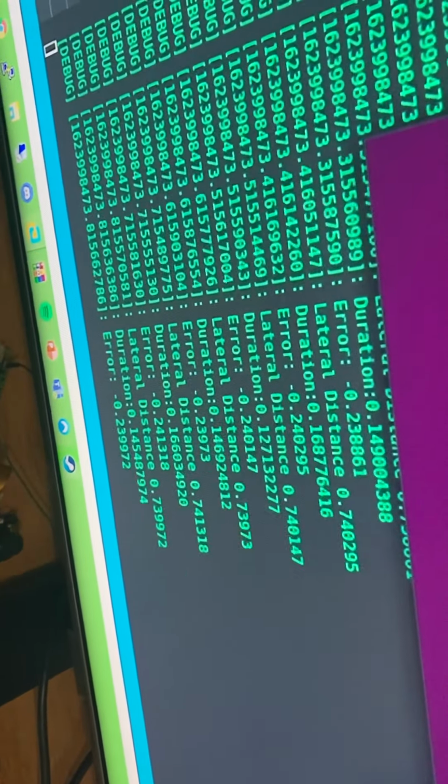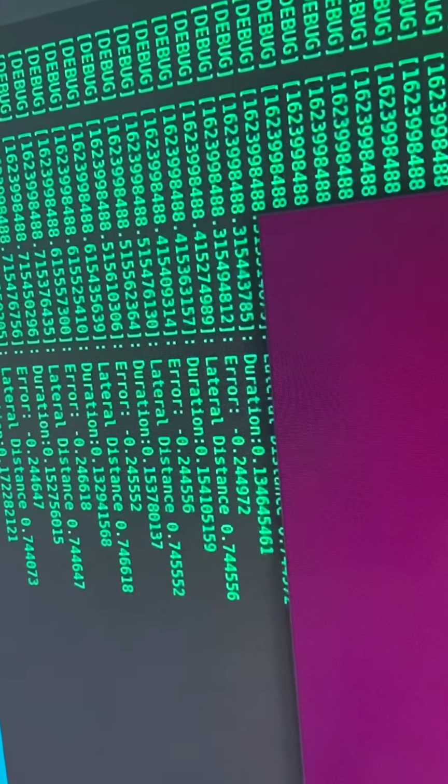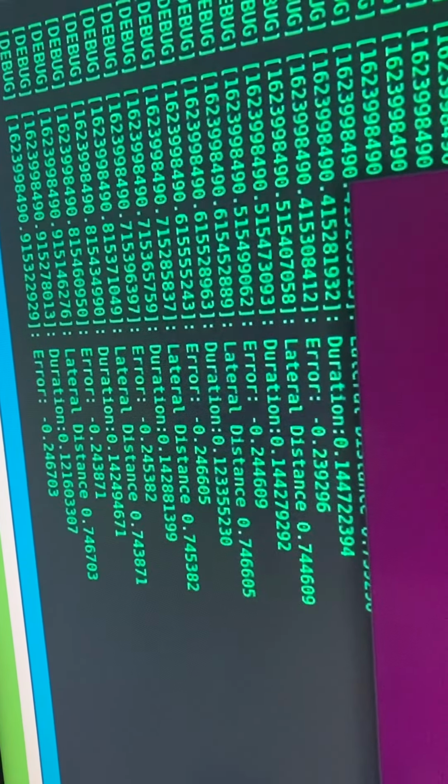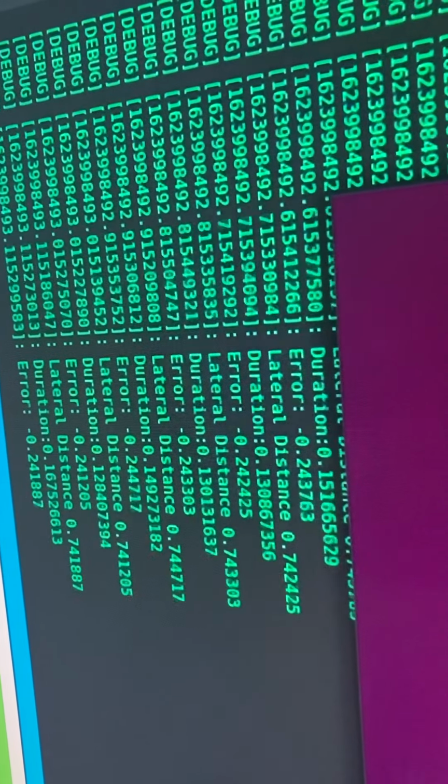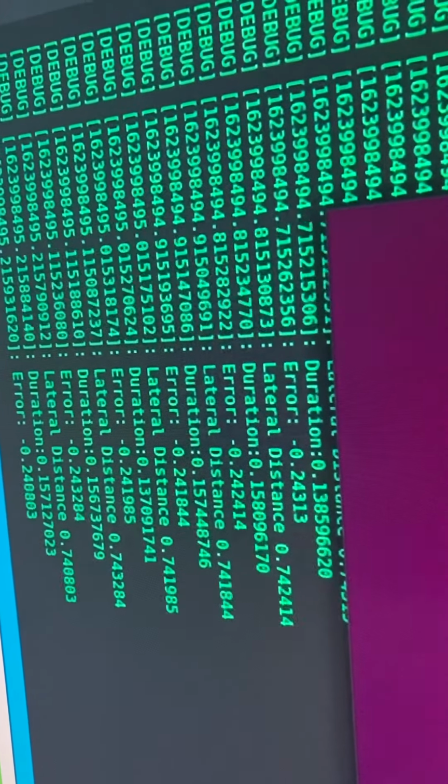Yes. And it is reading 74. Wait a minute. Position the box. And it is reading about 74. And the error is negative 0.24.